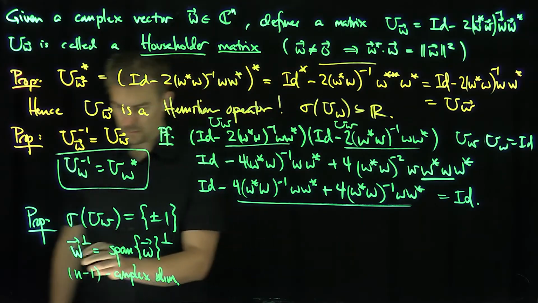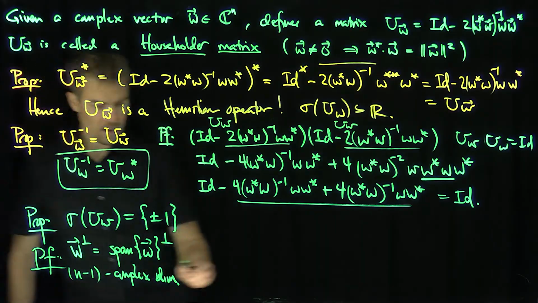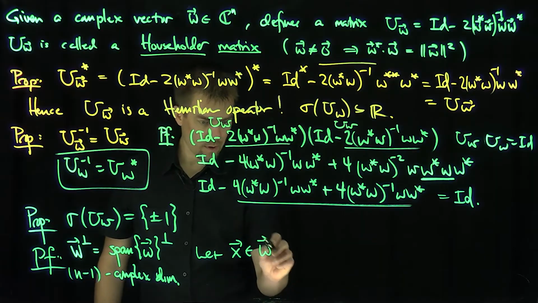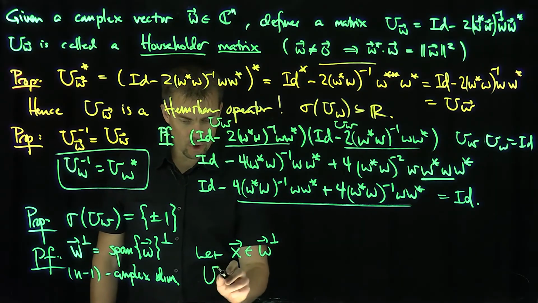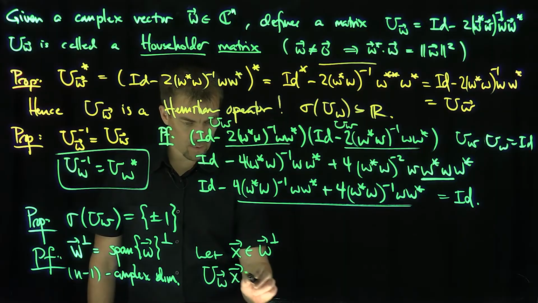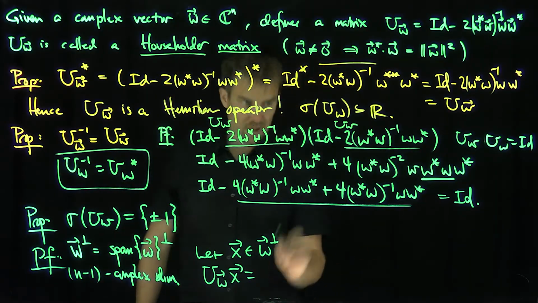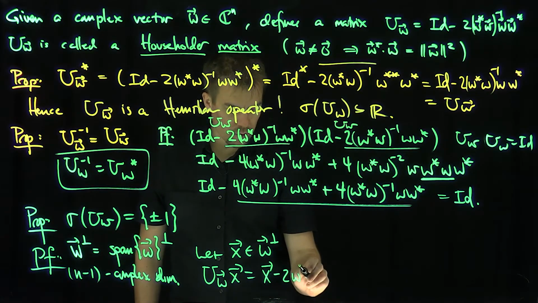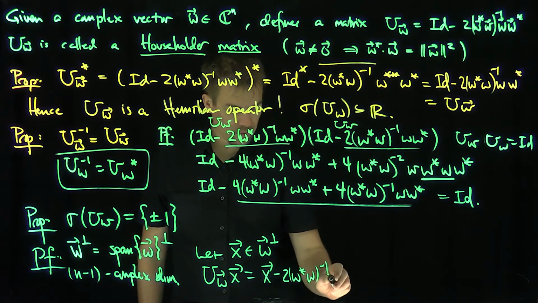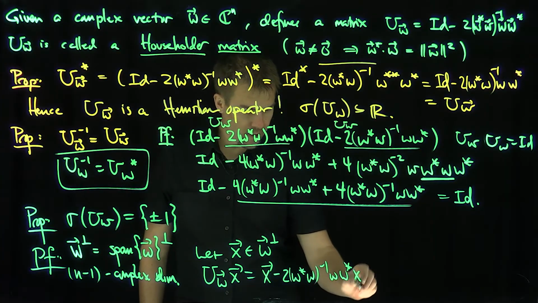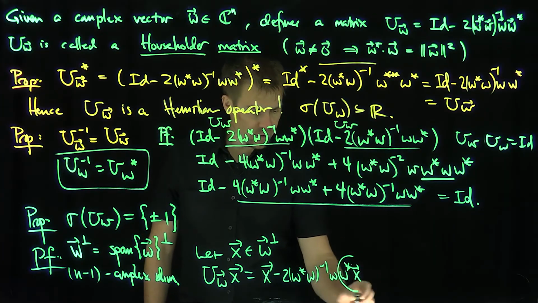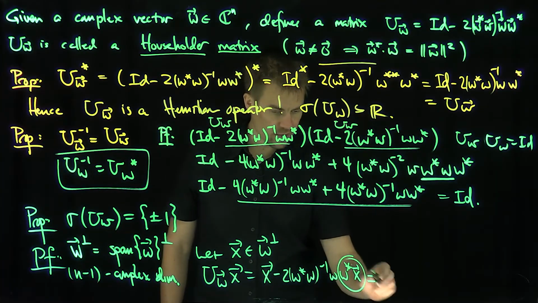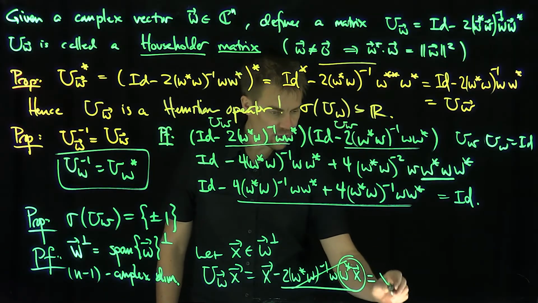So let X be in W perp, and let's look at UW of X. What's that going to be? I'm going to plug it into the identity. That's just going to be X, and then minus 2W, W star W inverse, and then W star hit with X over here, right? But when I hit W star with X, I get 0 because it's perpendicular to these things. That's just the dot product over here. So this term is just gone. That's just 0. That's just X, right?